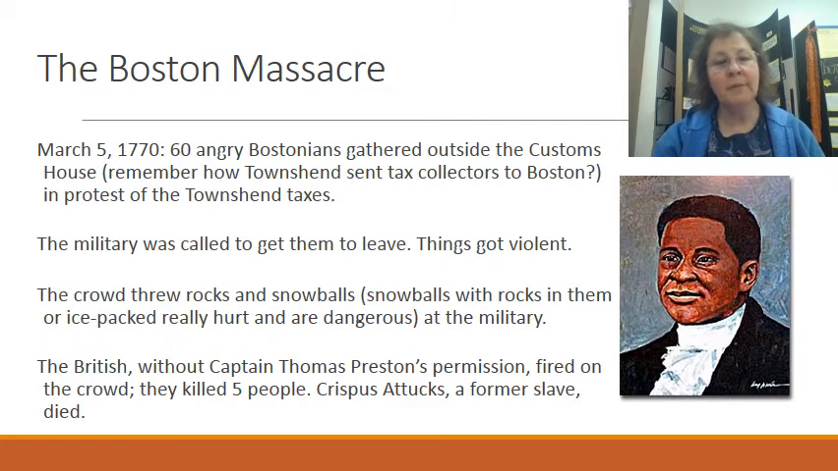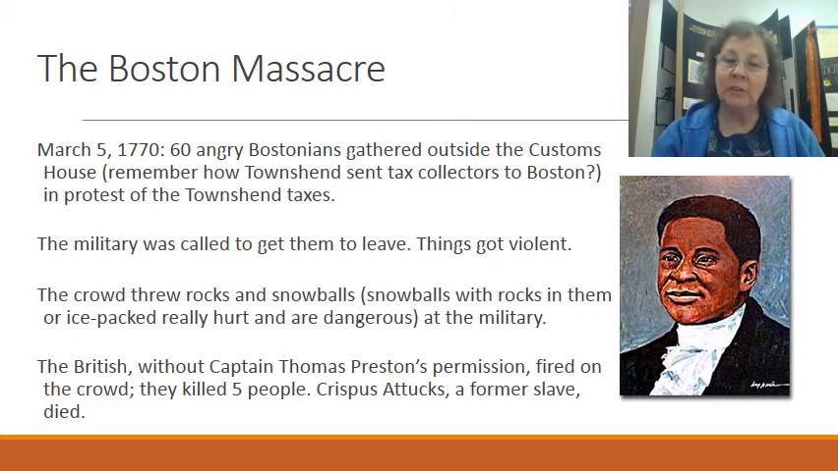On March 5, 1770, 60 angry Bostonians gathered outside the customs house. That's the place where they go to pay taxes, but it's where their offices are. That's like the IRS to us. So you've got the customs house with the tax collectors in there, and they show up and they're protesting the Townshend taxes. The military is called to get them to leave, but things get violent.